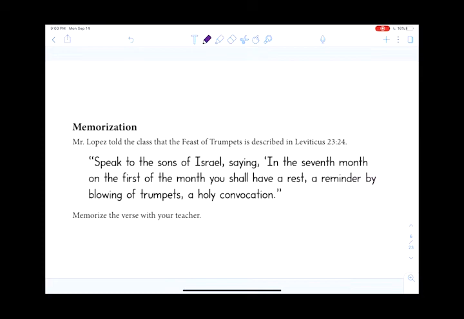Now let's dive into the first exercise for this lesson. Memorize the following verse by the end of this lesson. Speak to the sons of Israel, saying, In the seventh month, on the first day of the month, you shall have a rest, a reminder by blowing of trumpets, a holy convocation. Leviticus 23:24.